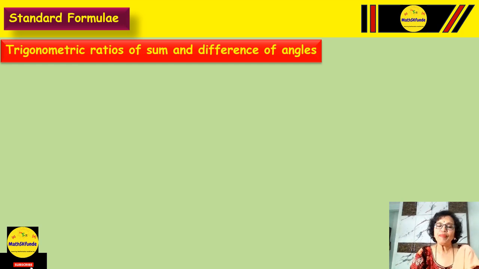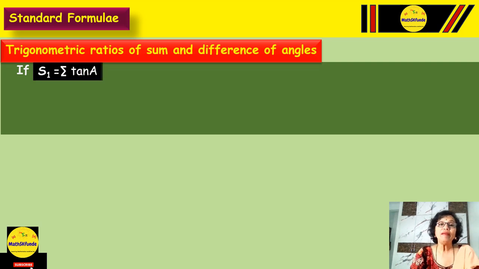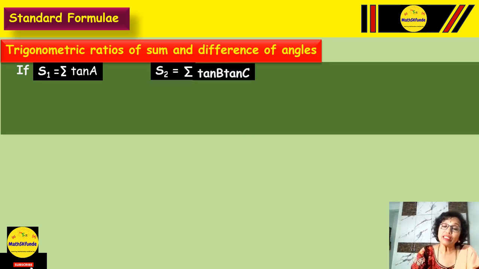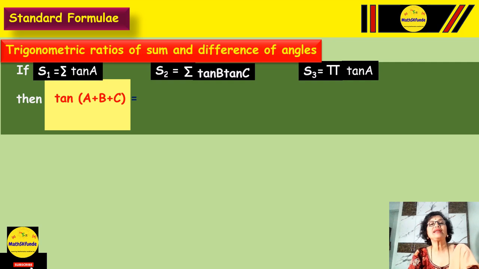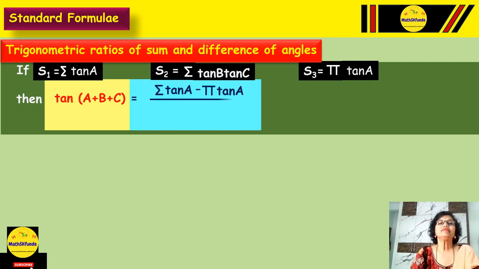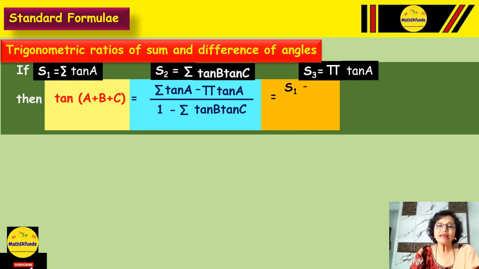Okay, I go further, and now I will be writing tan (A plus B plus C) in a different form. I write S1 as sigma tan A. I write S2 as sigma tan B tan C. I write S3 as product tan A. And then I would be writing tan (A plus B plus C) in terms of S1, S2, S3. And that actually turns out to be (S1 minus S3) upon (1 minus S2).